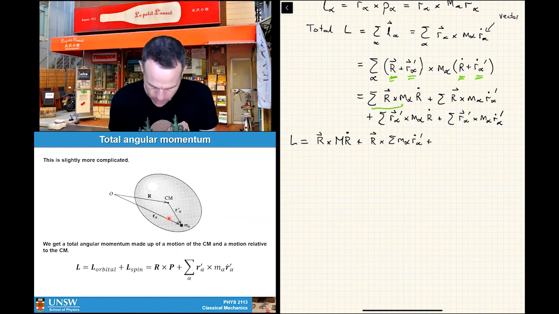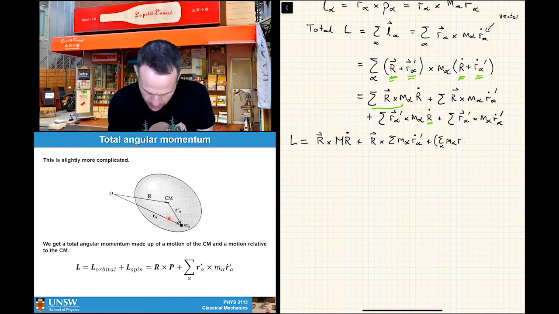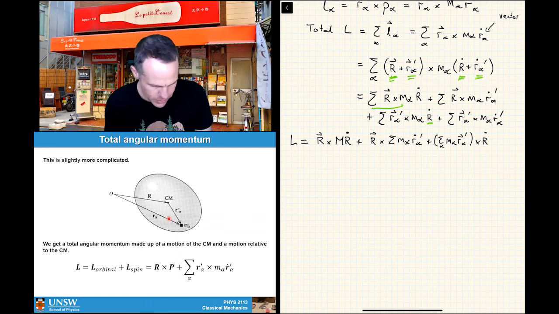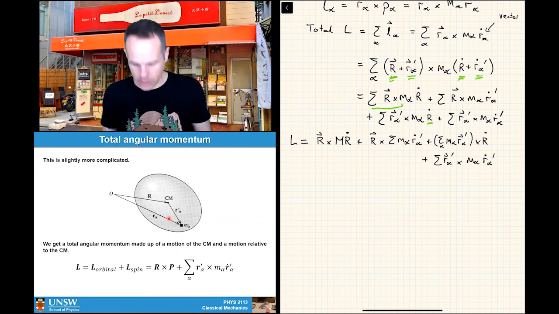Plus, in the third term here, I can pull this big R term out as well. So this is now going to be the sum over alpha. The m alpha can go any side I want because it's a scalar. R alpha dot here cross R dot. And I still don't have enough room on my line, so I'm going to have to pull this fourth term down onto the next line, unfortunately. Sum over R alpha dash cross m alpha R alpha dot. Okay, so the last term I'm just going to leave alone.